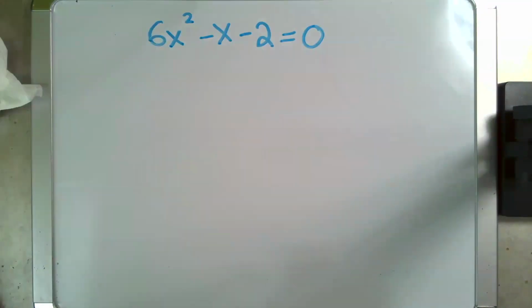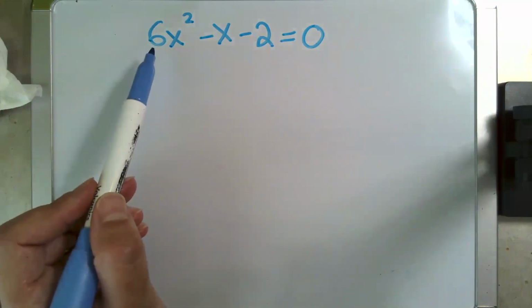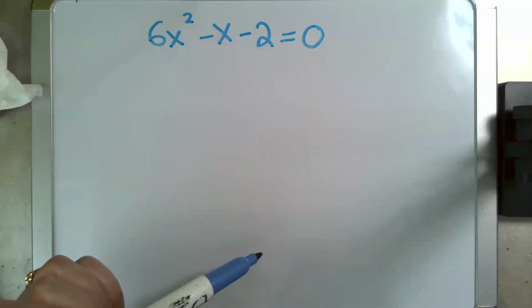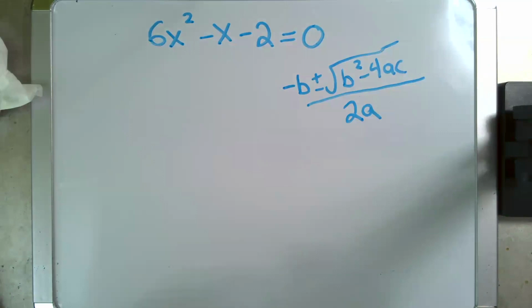All right, now I have a quadratic. My leading term has a coefficient greater than 1, so I know I can always use the quadratic formula to get directly to my solutions. If you don't remember how to do this, take a look at this video. But again, let's say my problem didn't just say solve. Let's say it said factor, then solve.